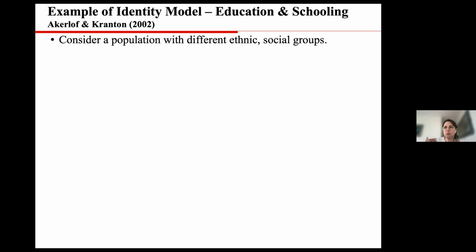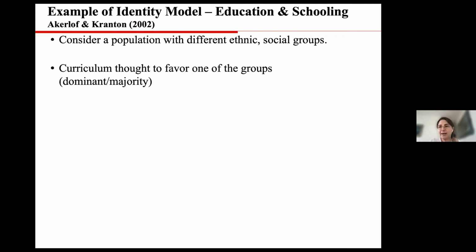Okay, now let's do just one last bit where we have a population with different ethnic and social groups. So nothing had ethnicity or social groups in them yet. Here, now we're going to have the curriculum thought to favor one of the groups, perhaps the dominant or the majority group. So now the effort in school has another meaning to it. If you work hard in school, that means you're sort of abiding by the norms for the dominant social group, right?